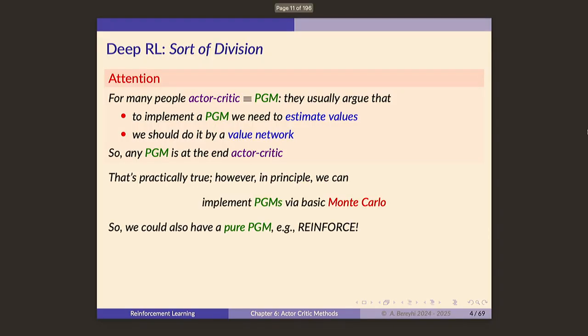And this is practically correct, but as I told you before, you can do all the estimation also by Monte Carlo, right? And this is not going to be promising. This is not going to function in realistic problems, but, well, you can do it. So theoretically, PGM is not actor-critic if you want to be very precise. And we have the REINFORCE algorithm, which is a pure PGM, right? It does not use any value network.